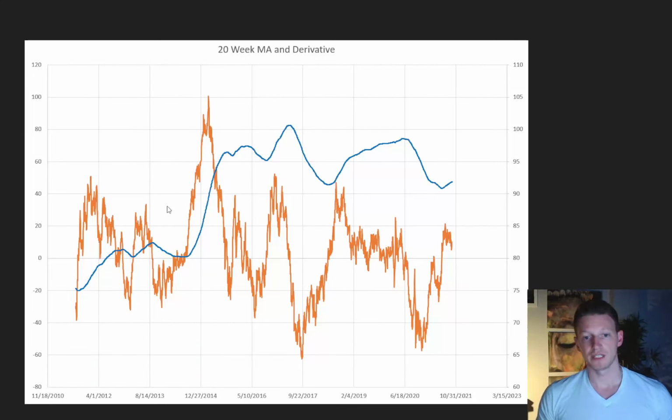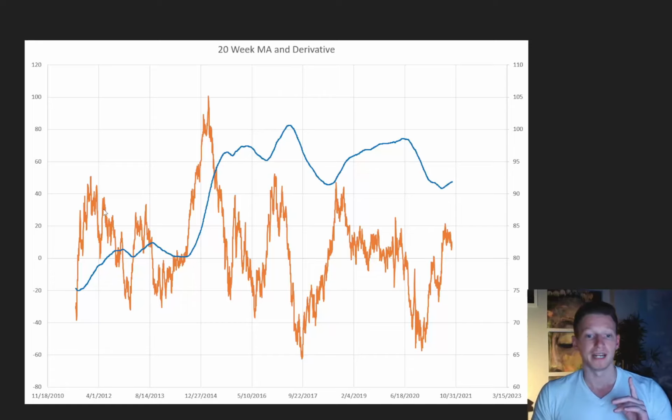So we go to this chart. The blue line is the 20-week moving average for the US dollar currency index. Okay. The orange line is the derivative with respect to time of the 20-week moving average. Okay. So as long as the orange line is above zero, the DXY is moving up. Okay. Even if you see the line falling, but it's above zero, the blue line is still moving up.